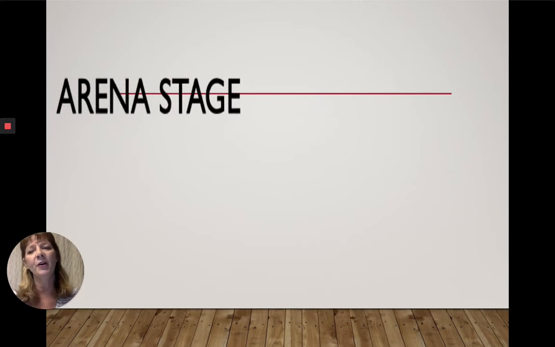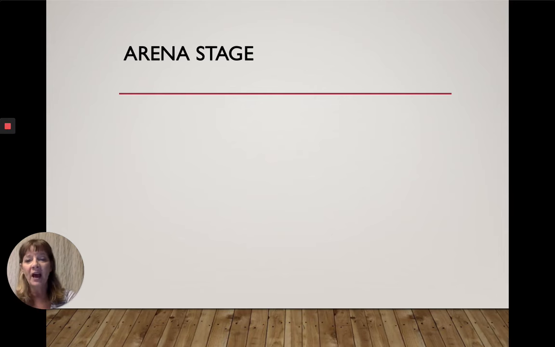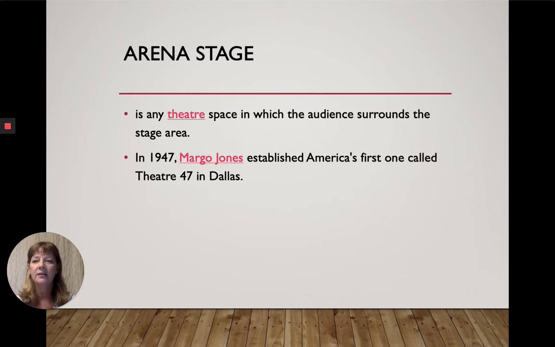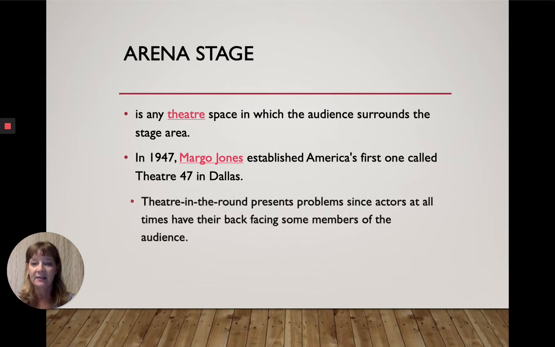Now let's talk about an arena stage. Very few schools have one unless you have a black box or you do performances in your gym. This can be any theater space. It can be outside, it can be inside, it could be your gym, but it's a space where the audience surrounds the acting area. In 1947, Marco Jones established America's first arena stage called Theater 47 in Dallas, Texas.